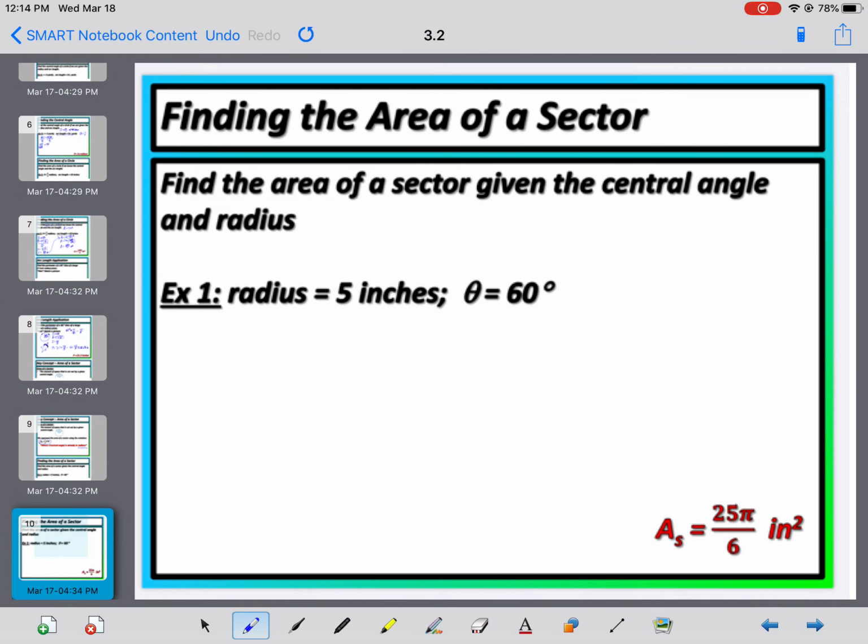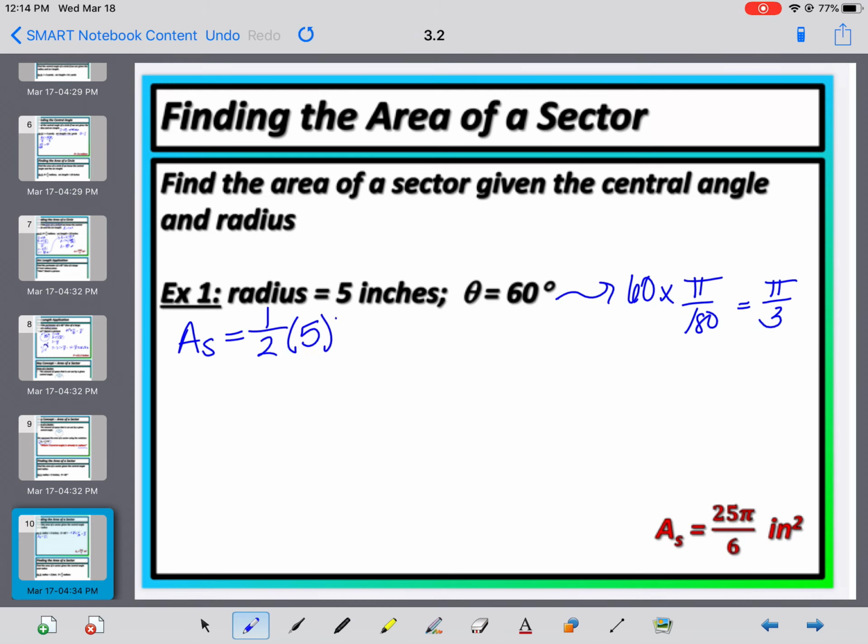Okay, so find the area of the sector given the radius and the angle measure. Well again, this is in degrees. Let me convert that to radians. So A sub S equals 1/2 times 5 squared times pi over 3. So 1/2 times 25 times pi over 3.